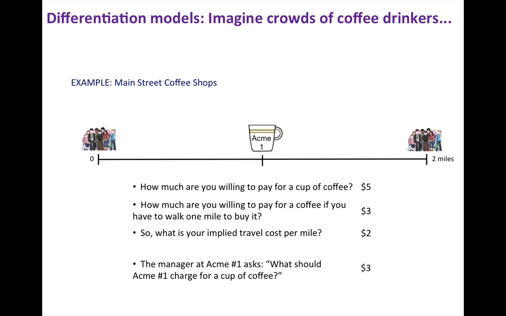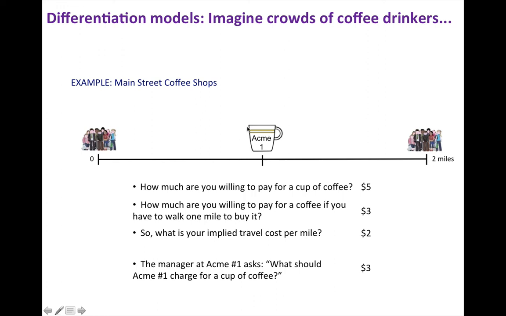So let's use a very, very simple model of differentiated product competition. This is called the Hotelling line. This was invented by an economist, I believe in 1920, as a model of how we think about differentiated product competition. So let's think about it in the context of coffee shops. Let's imagine we have a street that's 2 miles long, and there's a set of people that live on this end of the street and a set of people that live on the other end of the street, and I'm trying to figure out where to locate my coffee shop.